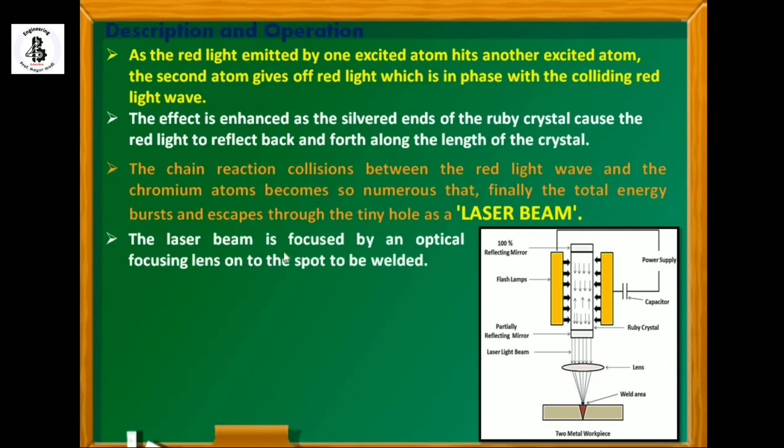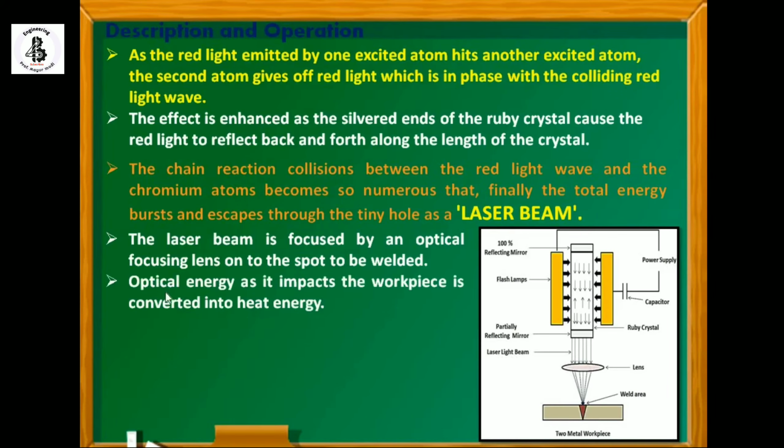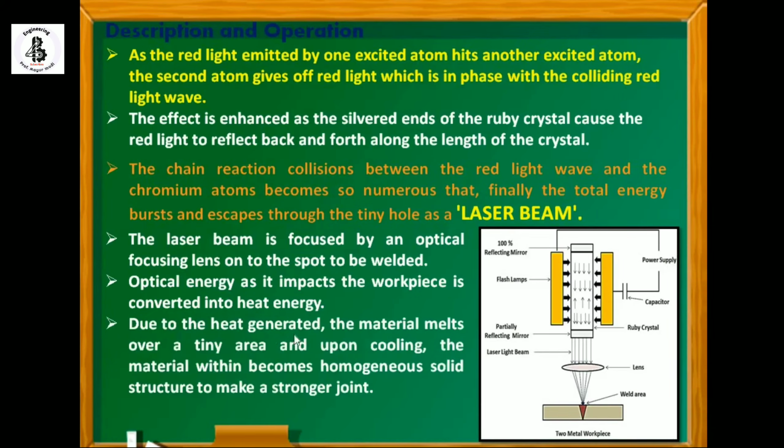The laser beam is focused by an optical focusing lens onto the spot to be welded. Just you can see that a lens is being used for focusing, or concentrating, that high intensity light source towards the work area. Optical energy, as it impacts the workpiece, is converted into heat energy. Due to the heat generated, the material melts over a tiny area, and upon cooling, the material becomes a homogeneous solid structure to make a stronger joint.